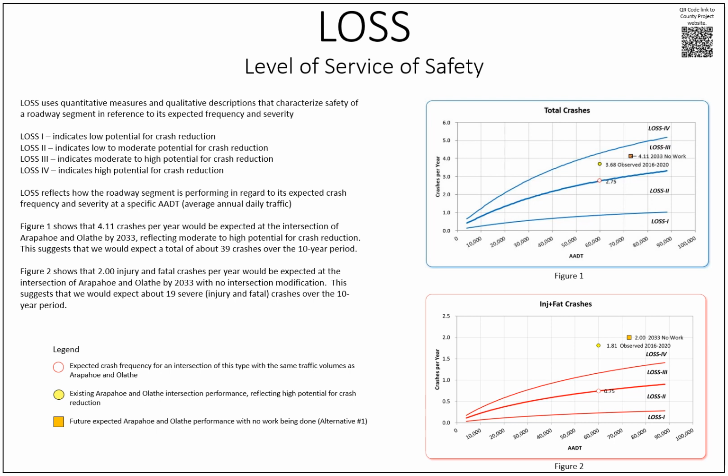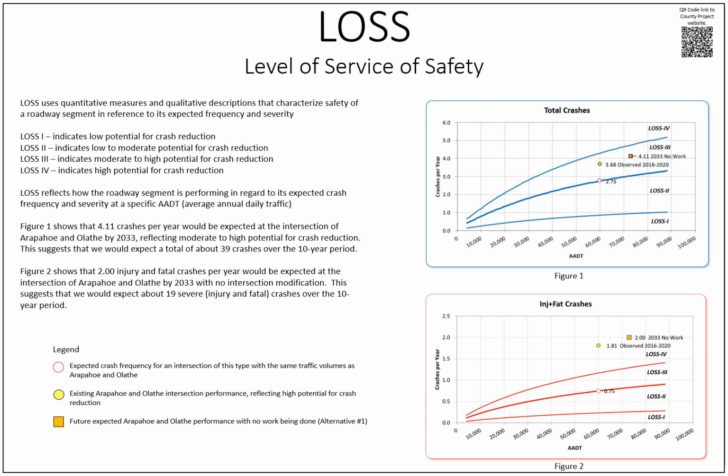Figure 1 shows that 4.11 crashes per year would be expected at the intersection of Arapahoe and Olathe by 2023, reflecting a moderate to high potential for crash reduction. This suggests that we would expect a total of about 39 crashes over the 10-year period.